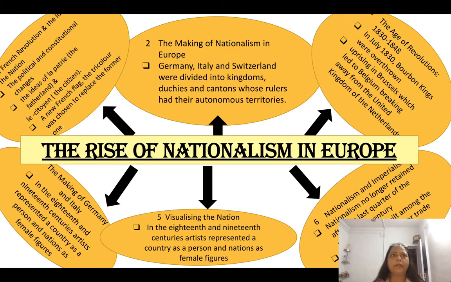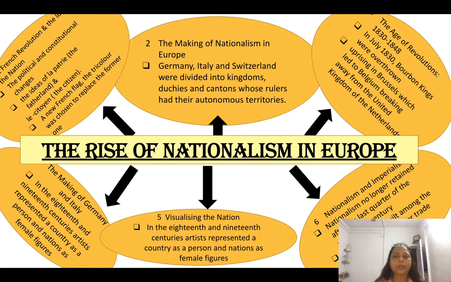Democracy was destroyed in France later on. As it is there in your book, when Napoleon came to power, he again took all the powers in his hands and destroyed the democracy. So I'm telling you in a nutshell; I'll be explaining this when I explain the French Revolution and the concept of nationalism.